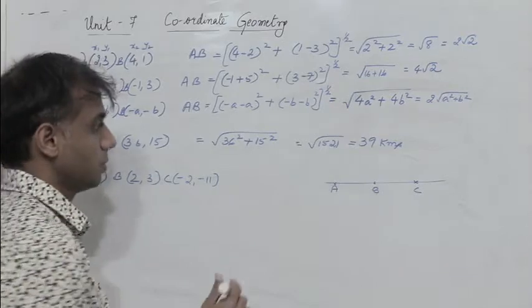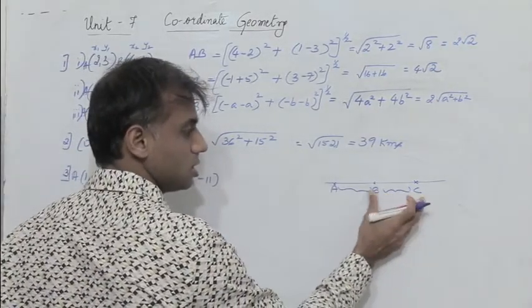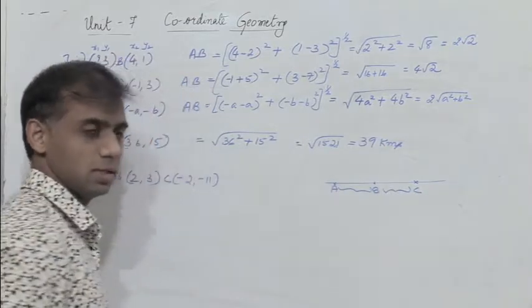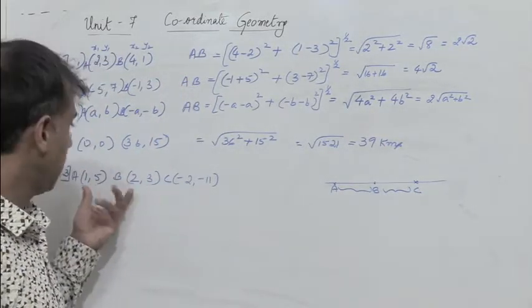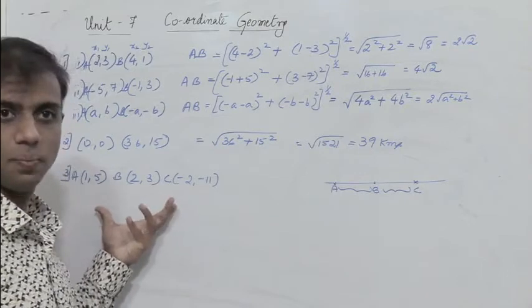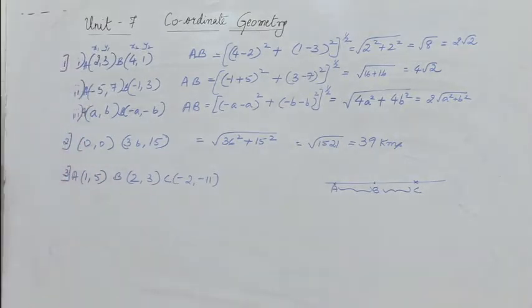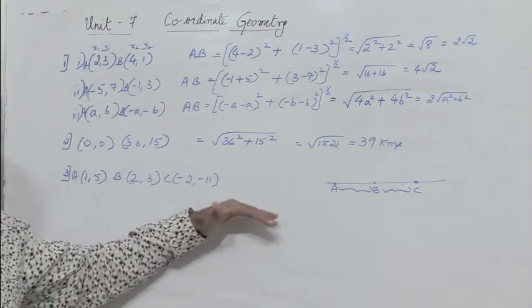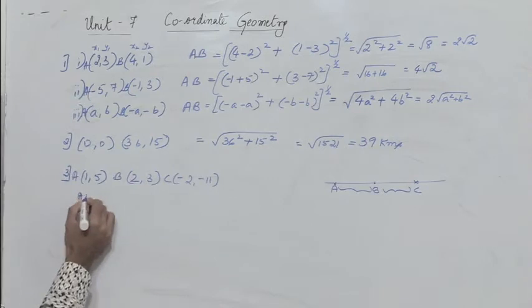Now in that case, the distance AB plus distance BC should be equal to the distance AC, isn't it? So if I find the distances AB, BC and CA, when I add 2 of them, it should be equal to the third one, right? So now let us find AB.